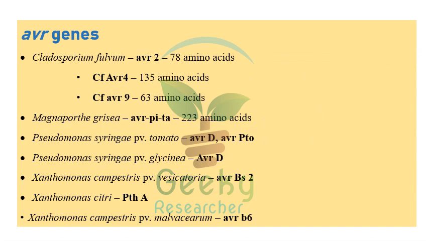These are the various AVR genes. Cladosporium fulvum AVR2 contains 78 amino acids, CfAVR4 contains 135 amino acids, and CfAVR9 contains 63 amino acids. The Magnaporthe AVR gene is AVR-Pita, with 223 amino acids. Then Pseudomonas syringae pathovar tomato AVR-D, AVR-Pto, and Pseudomonas syringae pathovar glycinea AVR-D. Xanthomonas campestris pathovar vesicatoria AVR-Bs2, Xanthomonas citri PthA, and Xanthomonas campestris pathovar malvacearum AVR-b6. These are the various kinds of AVR genes.